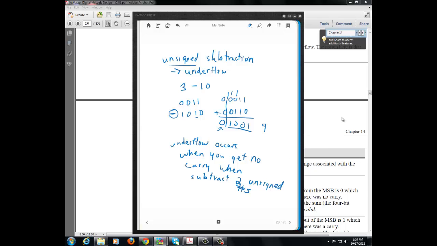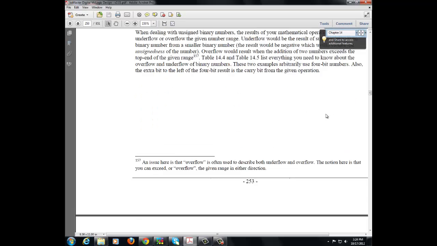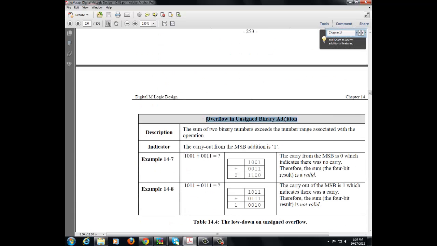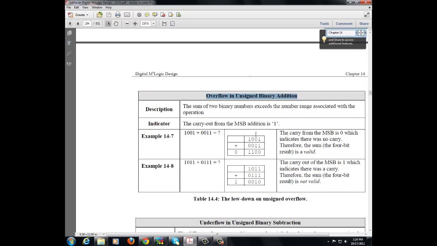Let's just summarize this with the table in the textbook. Here you can see the overflow in unsigned binary addition, which means here we have the numbers 9 plus 3, and 9 plus 3 equals 12. There's no carry, no overflow. We can easily represent the number 12 in unsigned binary. But now we have 11 plus 7. 11 plus 7 should give us the number 18. Well, we get the number 2. This is not valid, and we know that because we generated a carry. So the carry tells us that our sum is not valid.